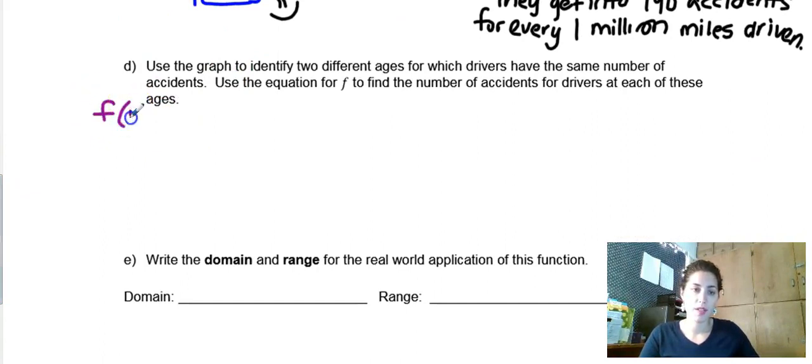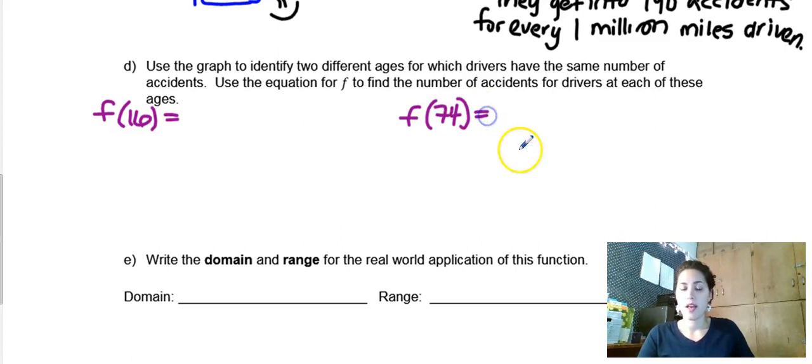So we're going to do f of 16 and get an answer, and then we're going to do f of 74 and get a second answer and see what happens when we plug those in. So once again, I will press pause, you press pause, plug in 16, get a number, plug in 74, get a number, and then we will compare our answers.